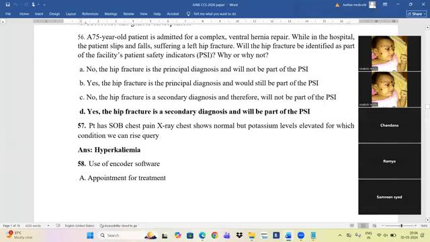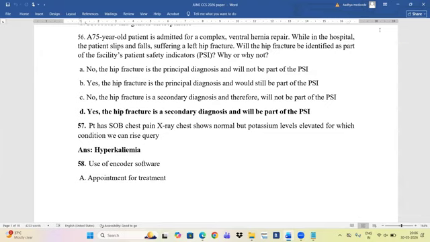Check the 56th question. A 75-year-old patient is admitted for complex ventral hernia repair. While in the hospital, the patient slips and falls, suffering a left hip fracture. Is the hip fracture identified as part of the facility patient safety indicator, why or why not? So they are asking whether the left hip fracture should be part of PSI or not. First, what is the PSI we can discuss, then how we need to identify the PSI.